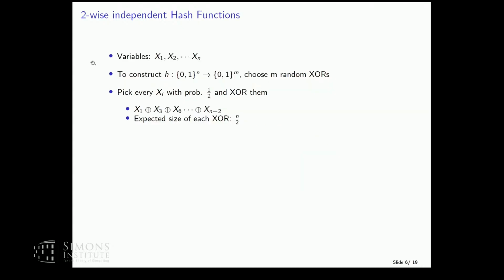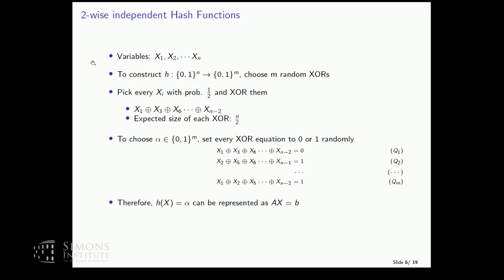Where are these two-wise independent hash functions? I'll just show you a standard construction. Given a set of variables, if you want to construct a hash function, we choose m random XORs. XORs are addition modulo 2. The way we choose these XORs is we pick every variable with probability half and we XOR them together. Choosing a cell is then really setting these XORs to 0 or 1 randomly and independently. And this choice of a cell, h of x equals alpha, can be represented by Ax equals b, where the operations are over Galois field 2.